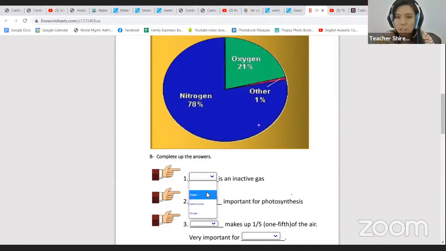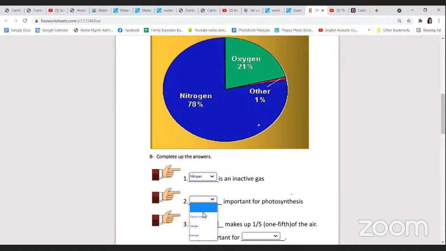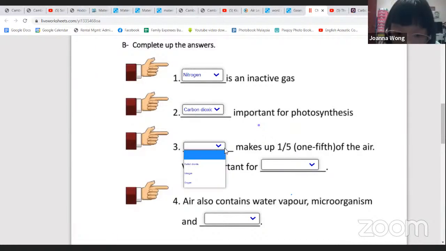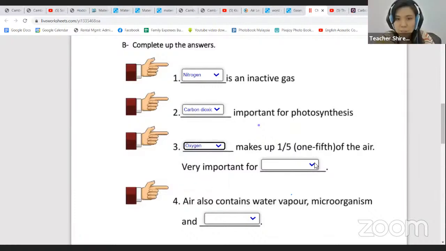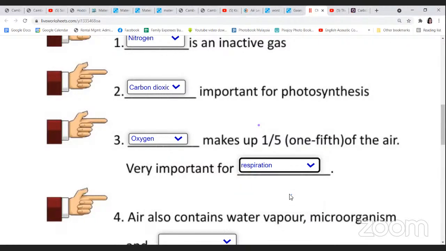Oxygen. Oxygen and carbon dioxide is important. What is not so active? Nitrogen. That's right. What is needed during photosynthesis? Carbon dioxide. Very good. What makes up 1/5 of that? Oxygen. Fantastic. Very important. Why we need oxygen for photosynthesis or respiration? Respiration. Fantastic.